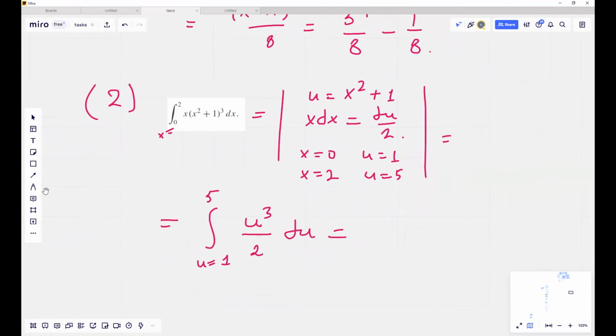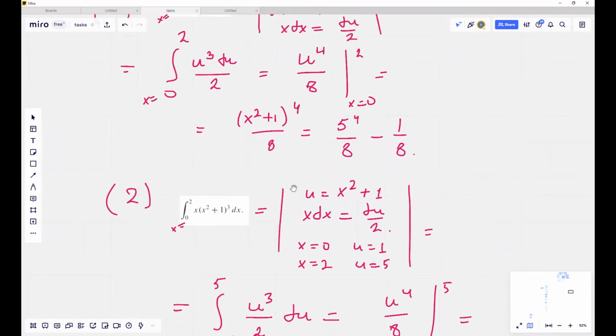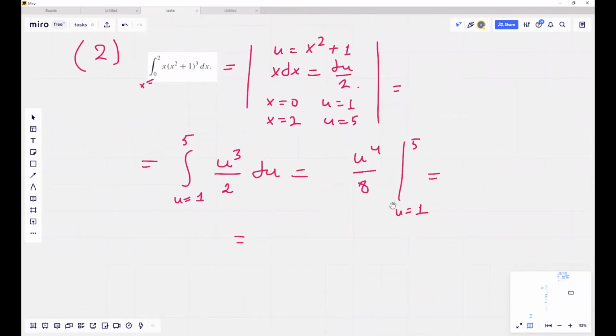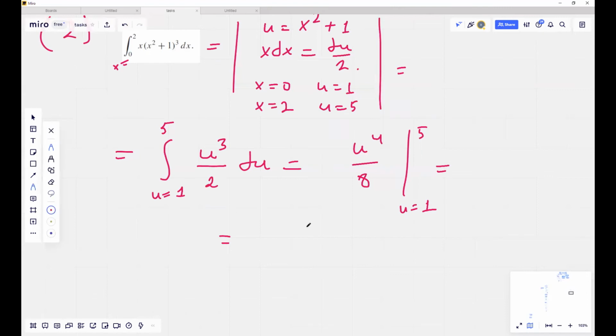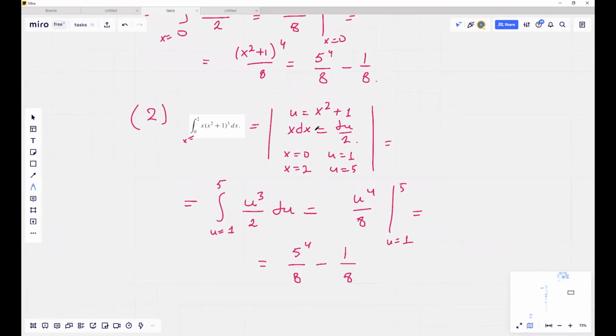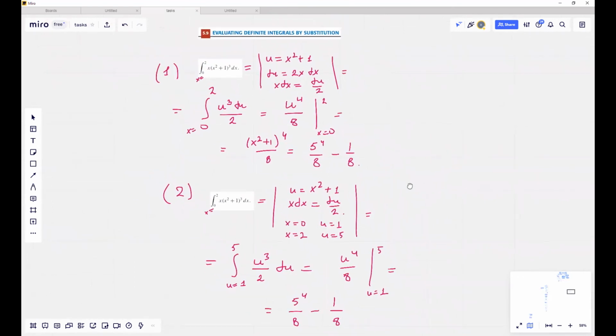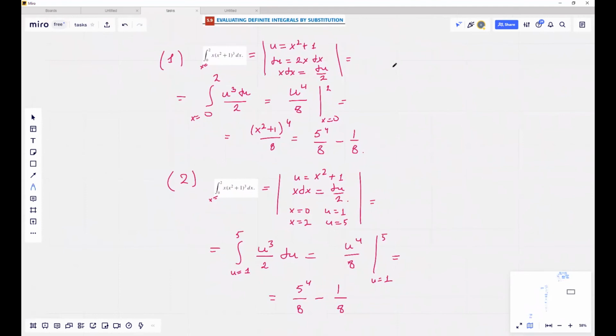All right, now integrating we'll get u to the power of 4 over 8, and boundaries of integration are in terms of u. So we can then not use this step here. We don't have to substitute a function of x instead of u, since our boundaries of integration are also in terms of u. So what we'll get is then 5 to the power of 4 over 8 minus 1 over 8. Okay, so same result as we received in the first method. So these are the two methods for U-substitution when we are evaluating definite integrals.